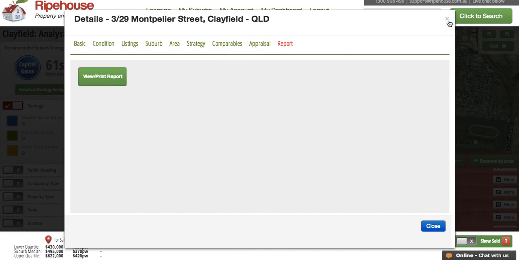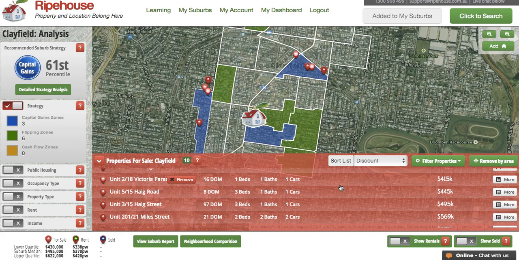Okay, so this is a really quick run through. It is designed to be a real top level look at the suburb analysis page. You could spend hours on this page. There's lots of different functionality and features and ways you can dissect the suburb. This is a very high level view.